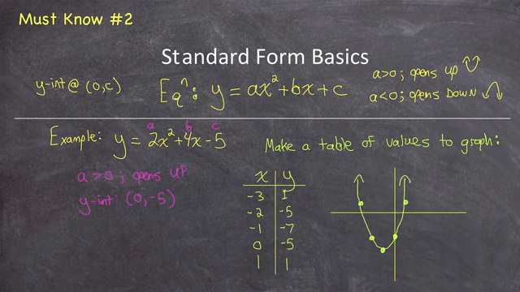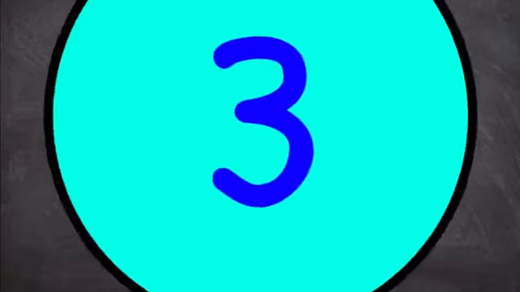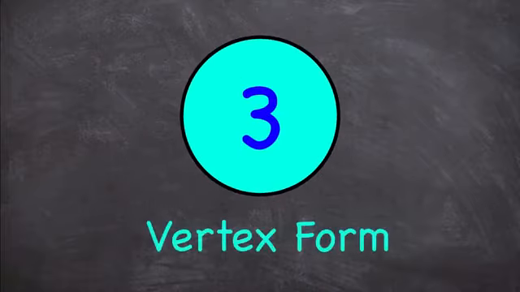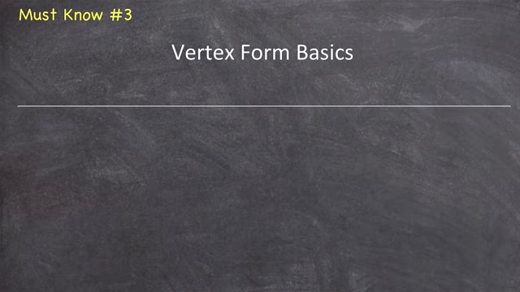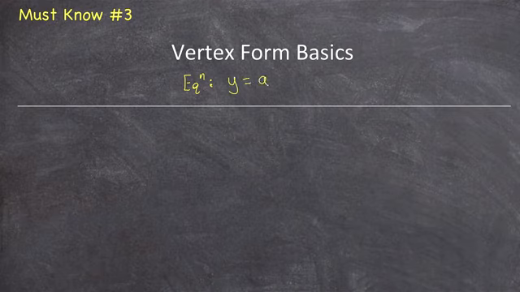Now you know the standard form basics. Must know number 3, vertex form basics. There's another format that the equation of a quadratic relationship can be written in. It's called vertex form, and it looks like this: y equals a times (x minus h) squared plus k.